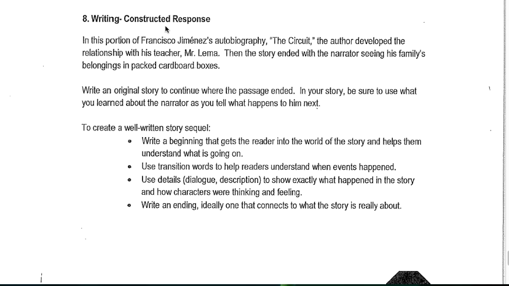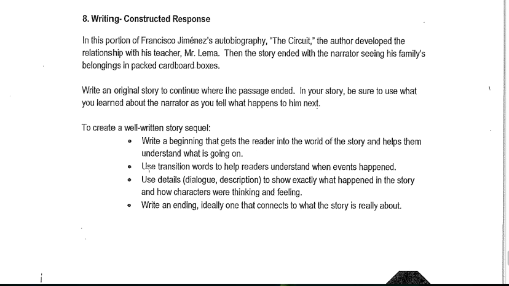Question 8. Writing constructed response. In this portion of Francisco Jimenez's autobiography, The Circuit, the author developed the relationship with his teacher, Mr. Lima. Then the story ended with the narrator seeing his family belongings in packed cardboard boxes. Write an original story to continue where the passage ended. In your story, be sure to use what you learned about the narrator as you tell what happens to him next. To create a well-written story sequel, write a beginning that gets the reader into the world of the story and helps them understand what is going on.